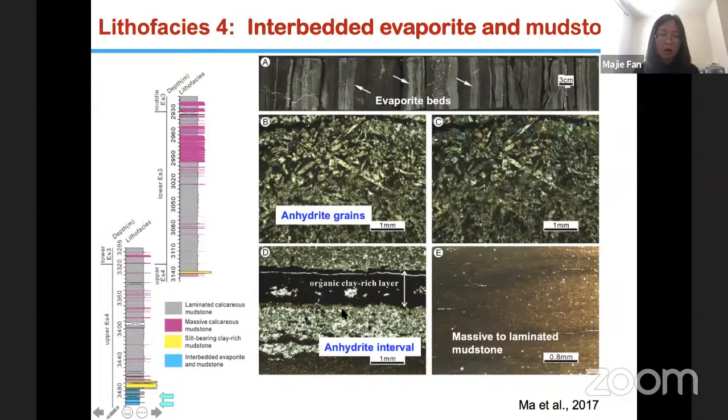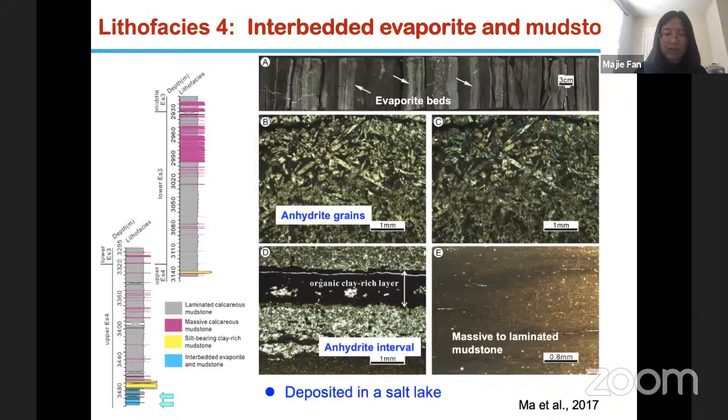And then in between the anhydrite intervals, we also have clay-rich intervals, shown here as a nearly black color. So the mudstone in between the evaporite layers is sometimes massive, sometimes laminated. But to have a lot of evaporite, we know the lake water must be salty, so this was deposited in a salt lake.